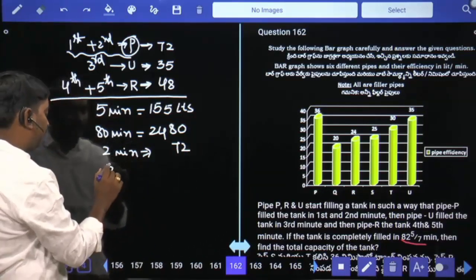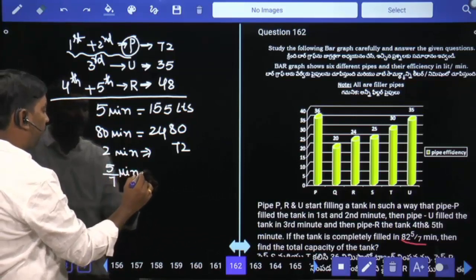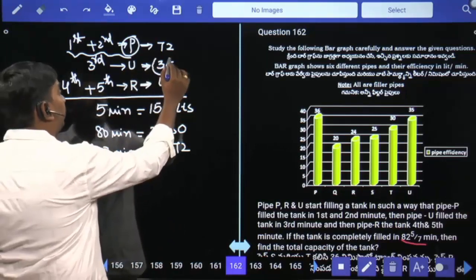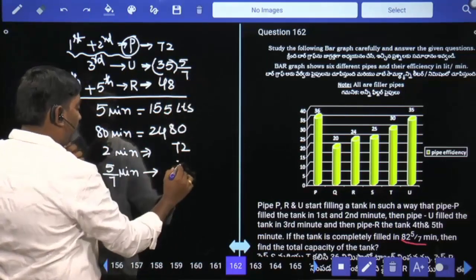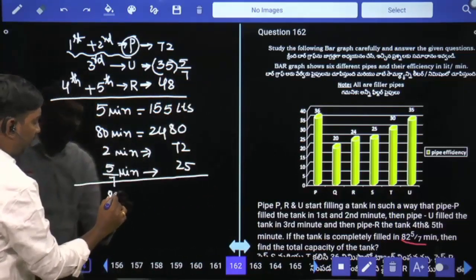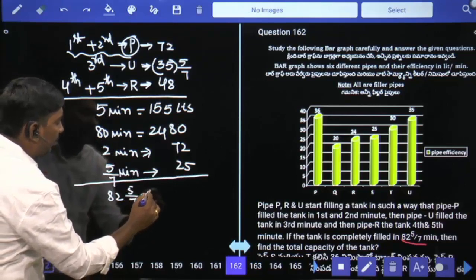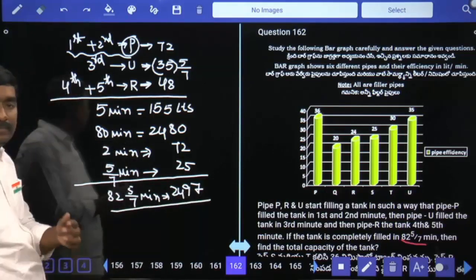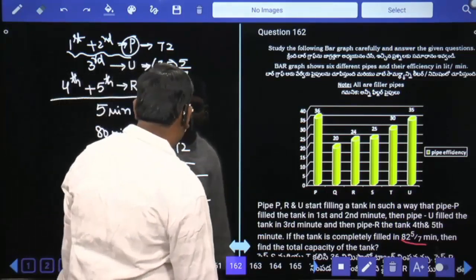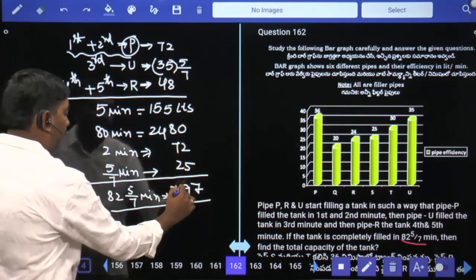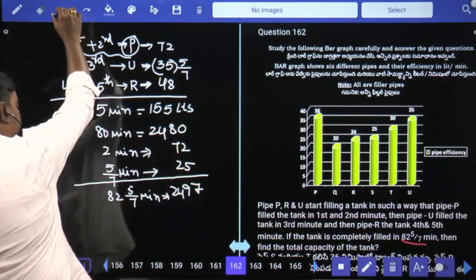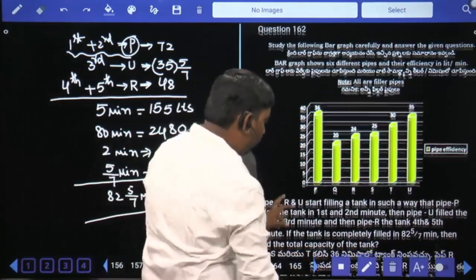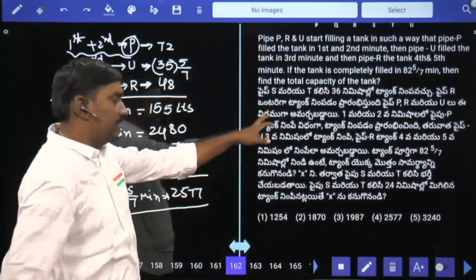In the next 5 by 7 minutes, only U is working. U capacity is 35 liters in 1 minute. In 5 by 7 minutes, it can fill 25 liters. So total in 82 5 by 7 minutes, the pipes can fill how many liters? 2480 plus 72 plus 25: 2577 liters. 2577 is your answer. Total capacity of the tank is 2577 liters. Fourth option is your answer.